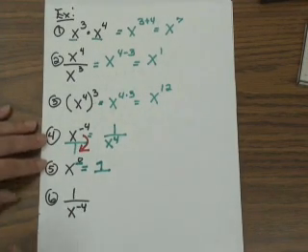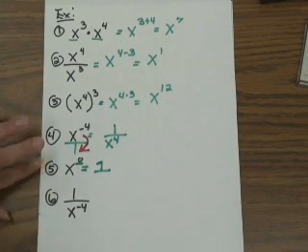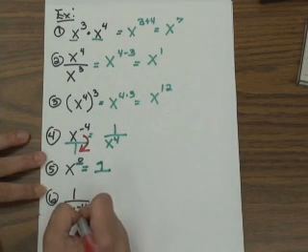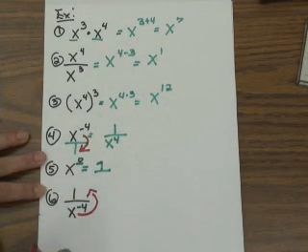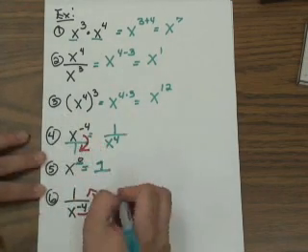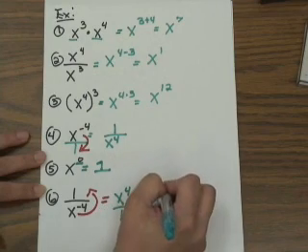Number 6, again we have another negative exponent. This time it's in the denominator. So again, in order to make this negative exponent positive, we need to move this entire term, x to the negative 4, into the numerator. So this answer becomes x to the 4th, and it could be over 1, but again, you can just write x to the 4th.